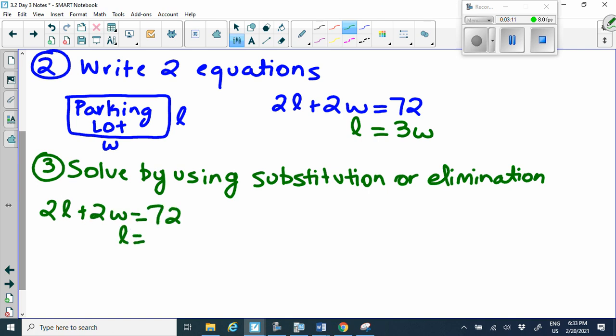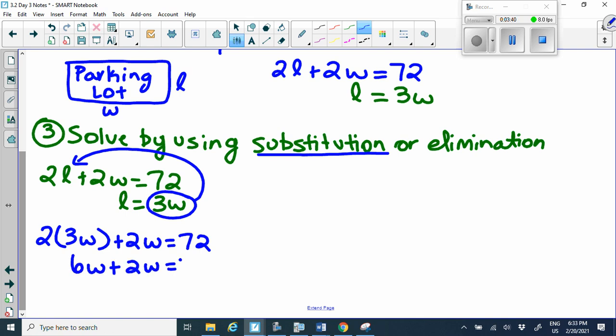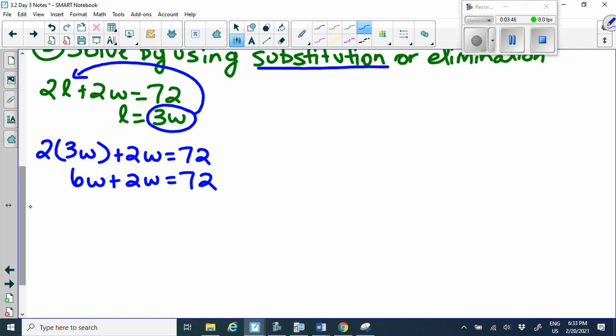And I have L equals 3W. I'm going to go ahead and use the substitution because if you notice here, my L is already solved for. So I'm going to take this 3W and plug it for where I see L in the other equation. Okay, so when I do that, I have now 2 times 3W plus 2W equals 72. So 2 times 3 gives me 6, so I have 6W plus 2W equals 72. Notice that we are solving for one variable now, so we're doing this correctly. I add those 2 together, I get 8W equals 72.